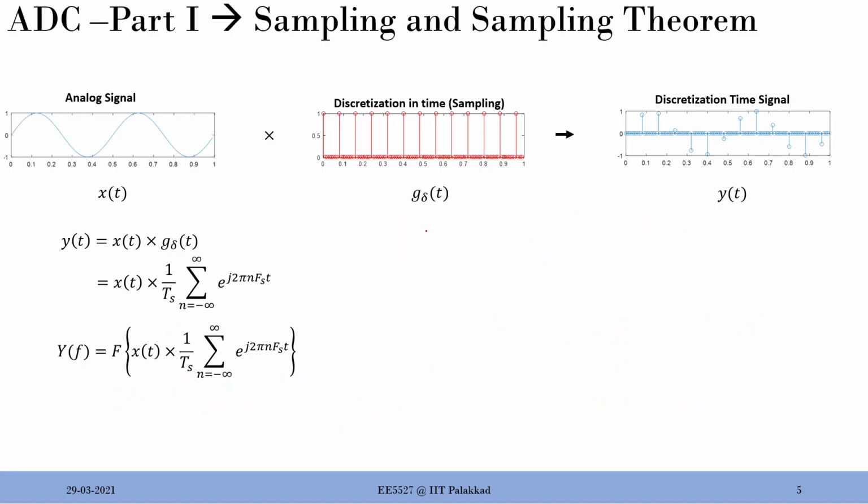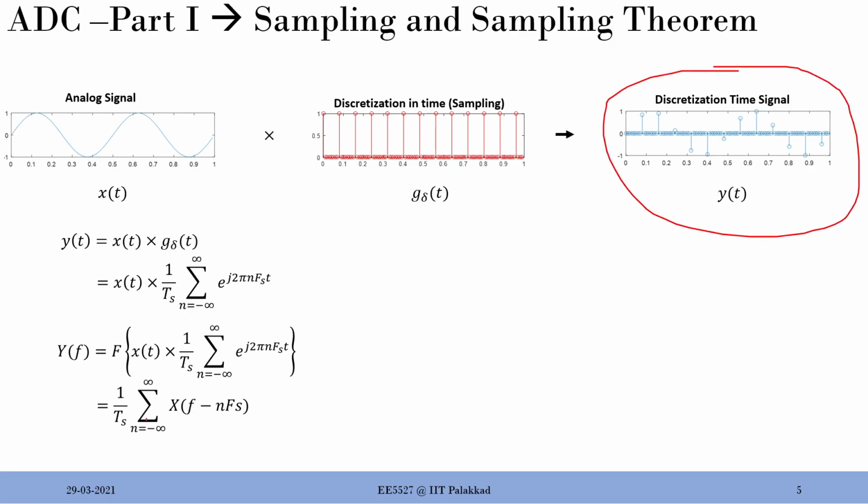So what is the takeaway? This takeaway is again the same. What we get is the Fourier transform of the sampled signal, which is equivalent to x of f, which is actually the Fourier transform of the original analog signal, and it is getting replicated at integer multiples of Fs. So that's the literal meaning. Let me reiterate it, please listen carefully. The Fourier transform of the discretized time signal is the Fourier transform of x of t, the original analog signal, getting replicated at integer multiples of Fs. So it's something like this.